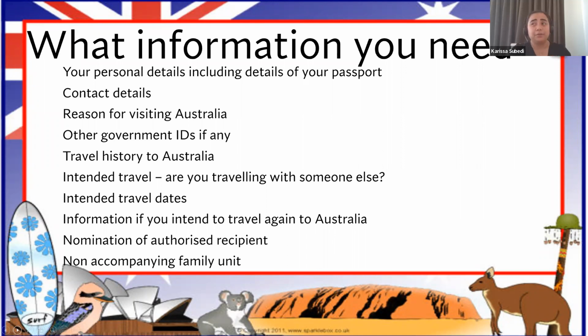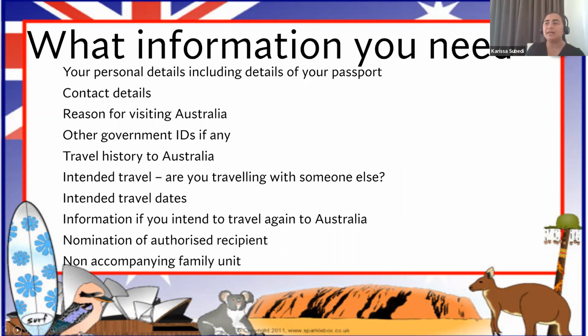Then you will be asked for other government IDs if you have any, so that could probably be an identity card. If you don't have that, that's fine. Then your travel history to Australia: have you traveled to Australia before? It's a simple question with a simple answer, yes or no. For your intended travel, are you traveling with someone else? That is another question. Then there will be a question about your intended travel dates as well, and whether you intend to travel again to Australia.